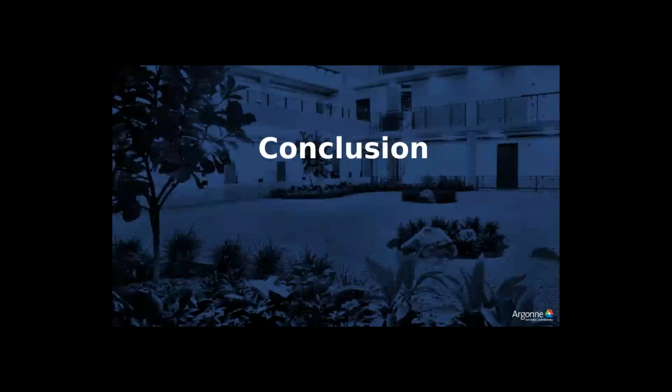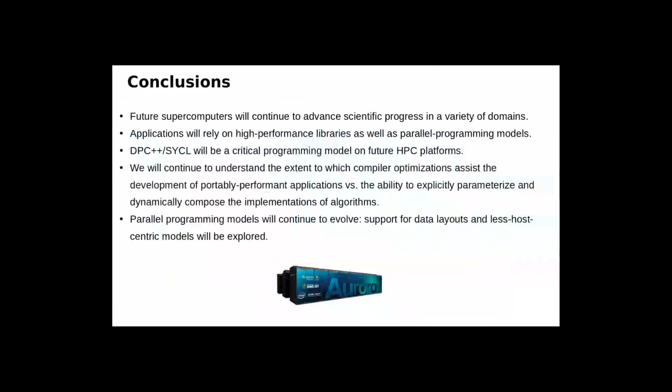So, to conclude, future supercomputers will continue to advance scientific progress in a variety of different domains, in addition, of course, to pushing the bounds of computing technology. Applications are going to rely on high-performance libraries, as well as parallel programming models, in order to attain high performance on these systems. DPC++ and SYCL is going to be a critical programming model on future HPC systems, especially on our upcoming system, Aurora. We will continue to understand the extent to which compiler optimizations assist the development of portably performant applications.